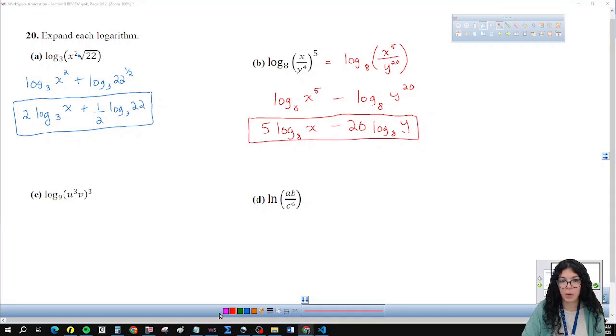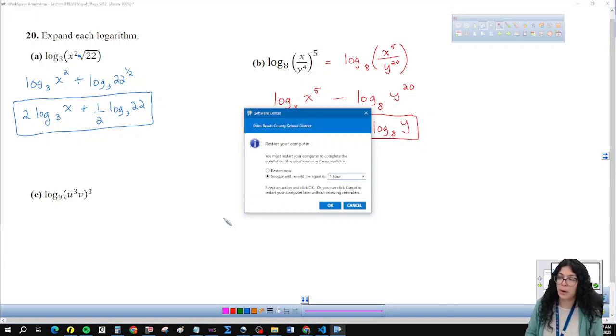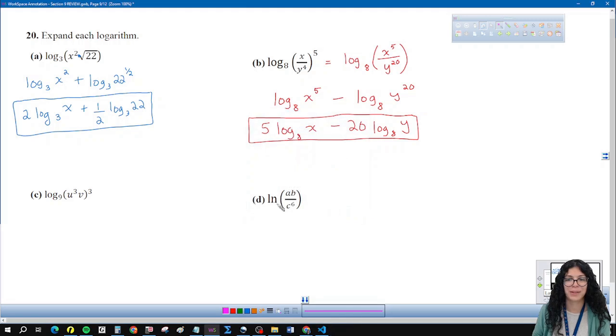Okie dokie, moving on to part C. On part C, we have, again, a power of a power here. So before I go into expanding, I'm just going to go ahead and simplify that log. So I have the log simplified as best as I can. So I'm going to distribute the power 3 to both of these in here. So that would be u to the power 9, v to the power 3.